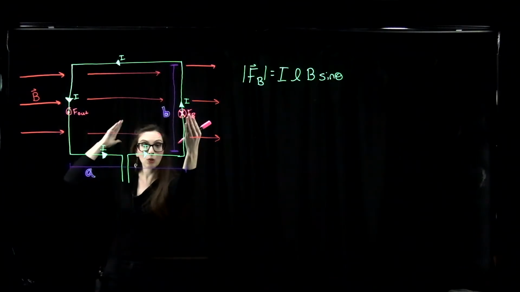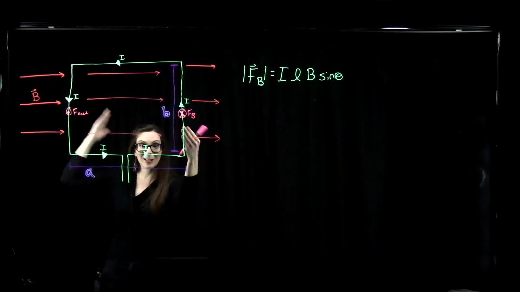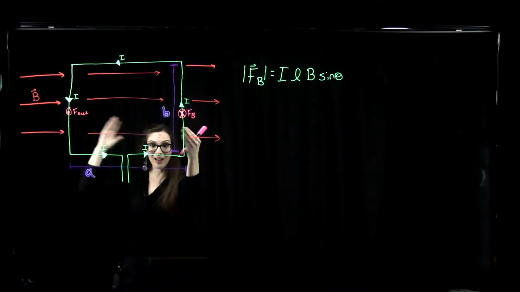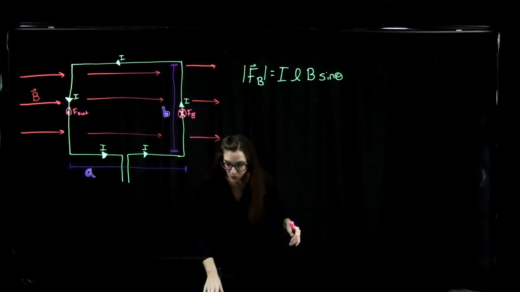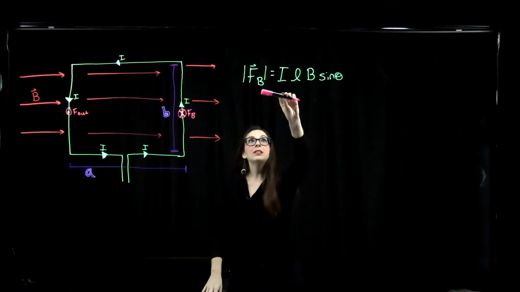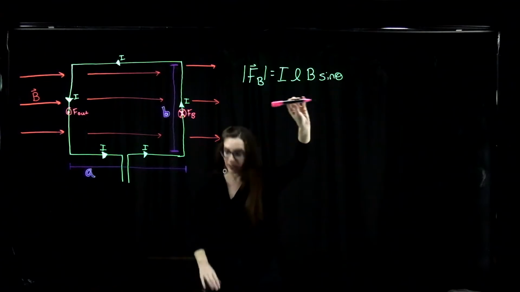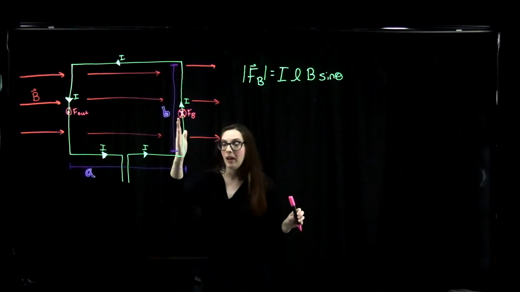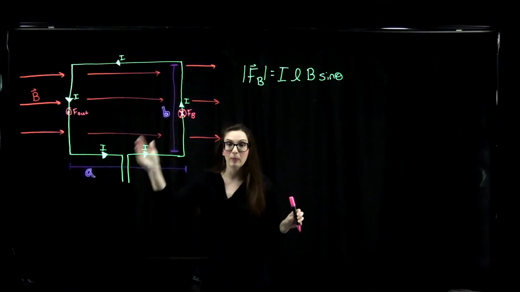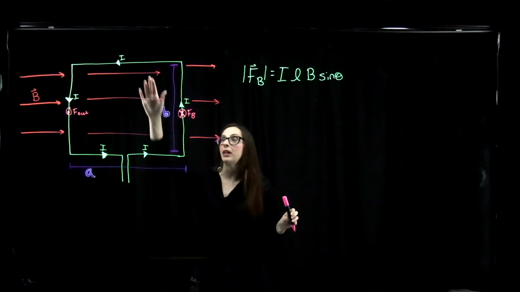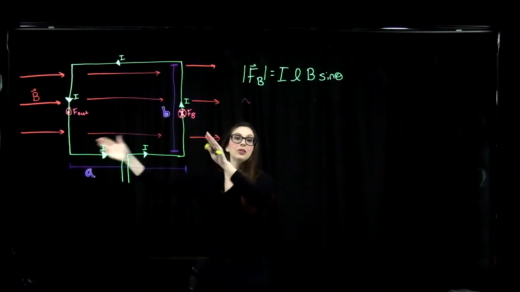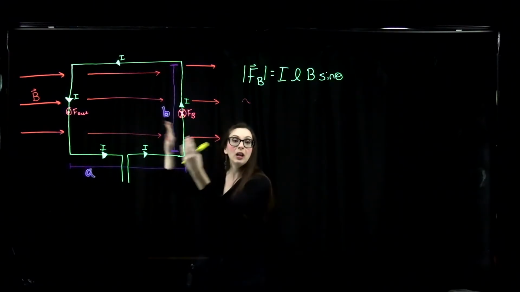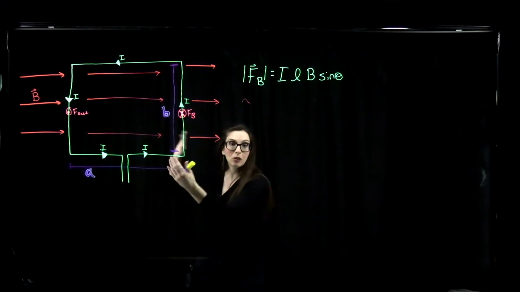So we're going to get this thing to rotate. We're going to get this thing to spin, and that's what creates the torque. Okay, so this is the magnetic force acting on both of these sides of my loop of wire. The magnetic force is 0 here and here. So these forces are going to create a torque, a rotational motion, a rotational force.